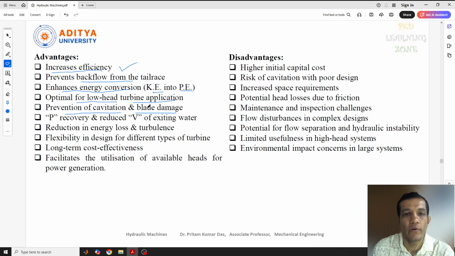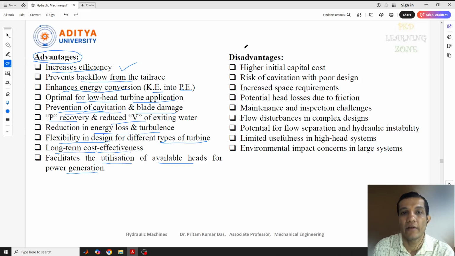Obviously, cavitation forms when the pressure difference is large and backfire occurs, so the draft tube tries to avoid the pressure difference and especially the cavitation. It gives pressure recovery and reduces the velocity of water at the exit, as well as reducing energy losses from turbulence. It is also flexible in design for different kinds of turbines. As I told you, there are different types of draft tubes based on the application, and you can use them accordingly. Similarly, it is long-term, cost effective, and facilitates the utilization of available heads and power generation. So these are some advantages of the draft tube.